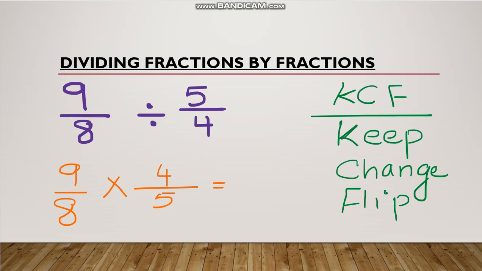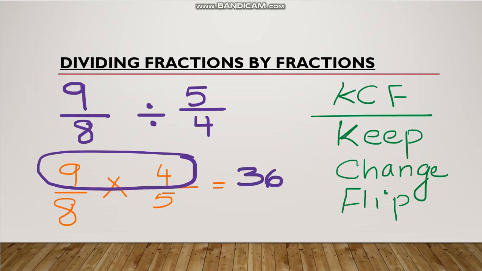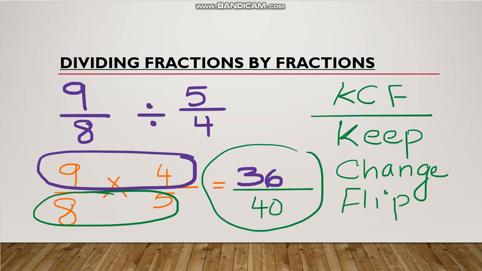Now, the numerators make one team. 9 times 4 is 36. And the denominator here makes another team, that is 5 times 8 is 40. So what is our answer? 36 by 40.